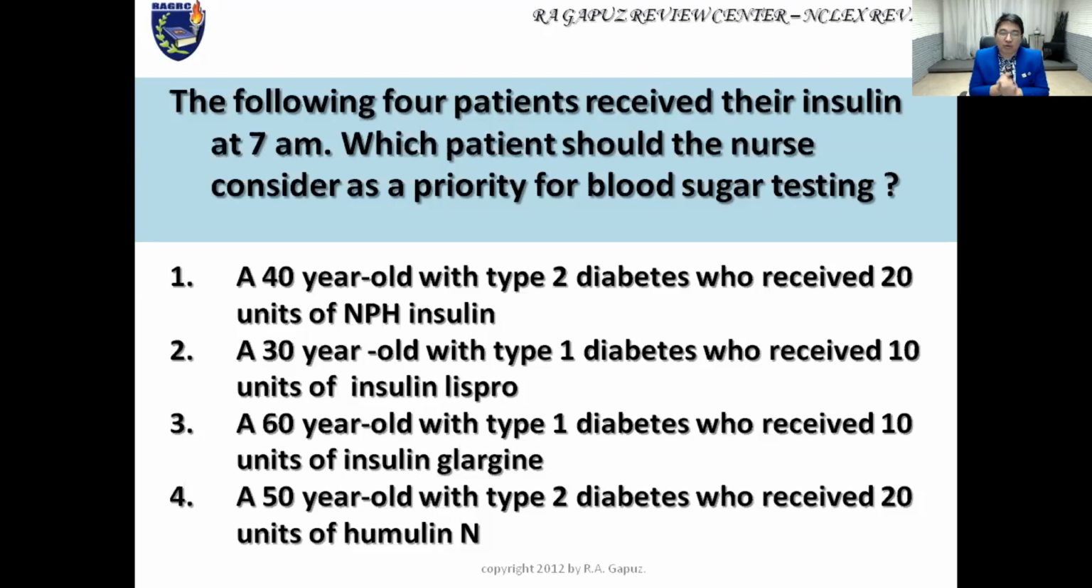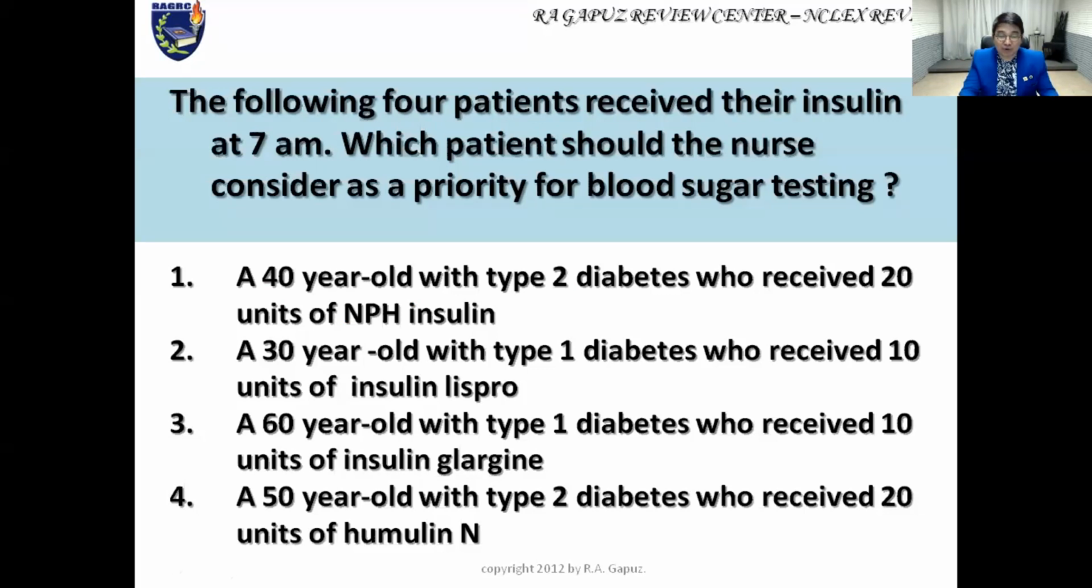If you know which among the types of insulin will have the most rapid peak of action, and what did we say about the peak of action? It's when the strongest action or effect of the insulin is exerted. So we expect hypoglycemia to occur. Therefore, that is the patient that you need to check for blood sugar first. So in essence, your intermediate-acting as well as your long-acting insulin would be less of a priority than your patient who's taking your rapid-acting insulin.